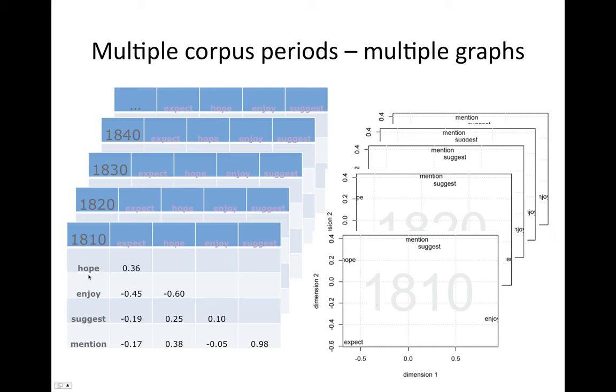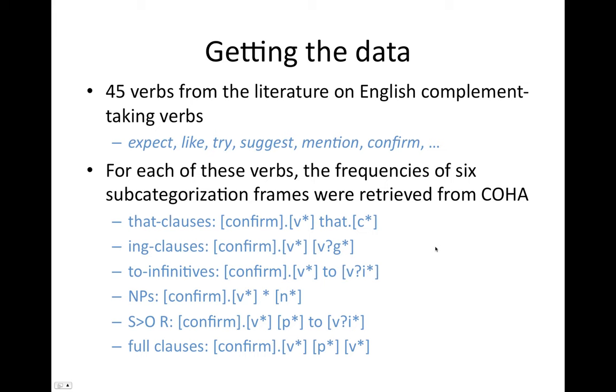Okay, so the idea now is, if you have distance matrices for all the different decades from your corpus, you can plot many maps, and you can then watch them in sequence in a flipbook-like fashion. The data that I used: I analyzed 45 verbs from the literature on English complement-taking verbs, things like expect, try, suggest, mention, confirm, and so on.